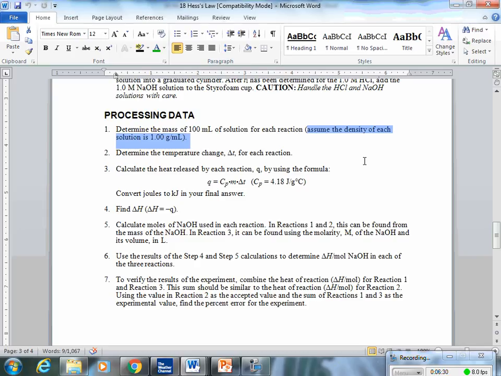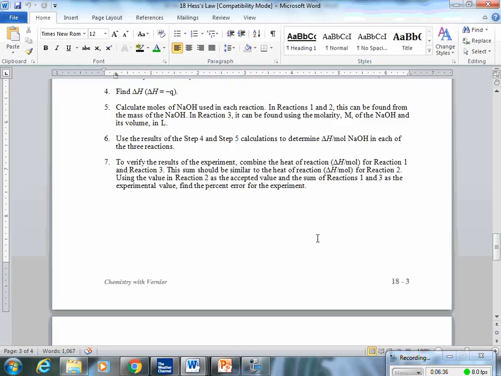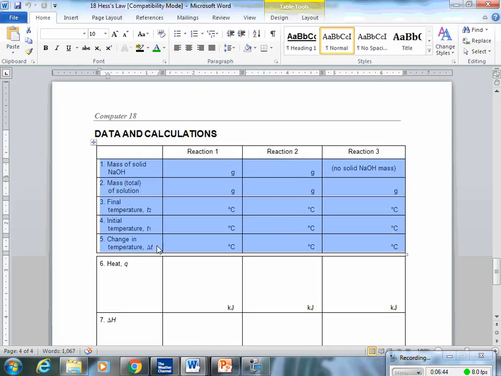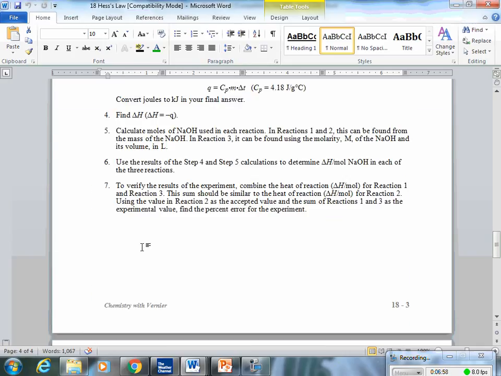Now, once you're done with the lab, you need to make sure that you have your data for the lab. So this part right here should be filled out, the change in temperature. The initial temperature minus the final temperature is the change in temperature. Actually, check. The final temperature minus the initial. So T2 minus T1 is the change in temperature. And you should be able to determine that right here, the change of temperature.